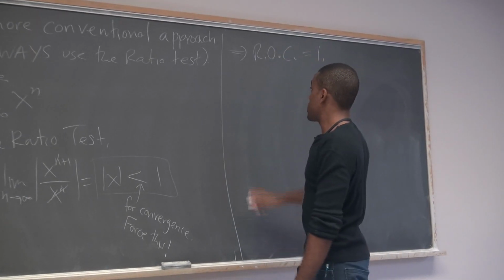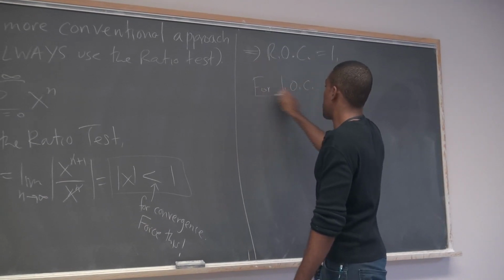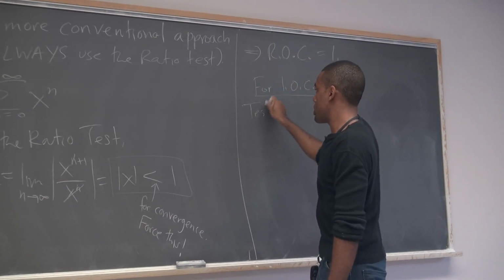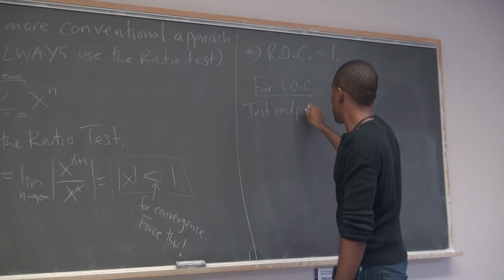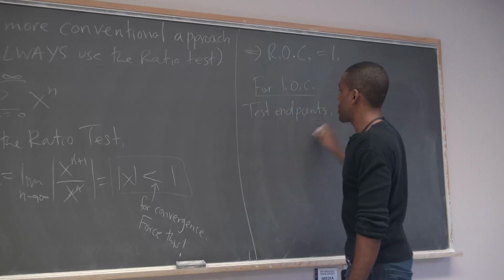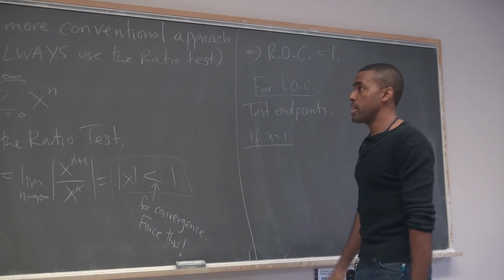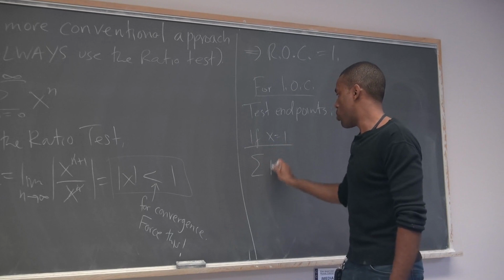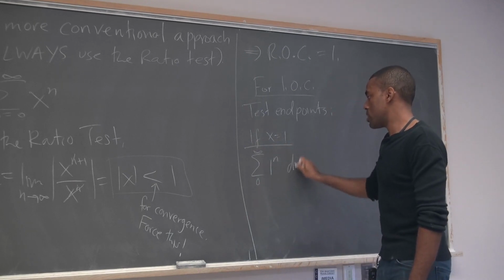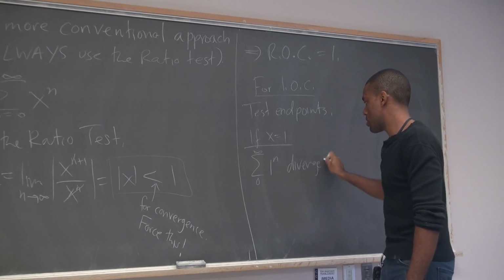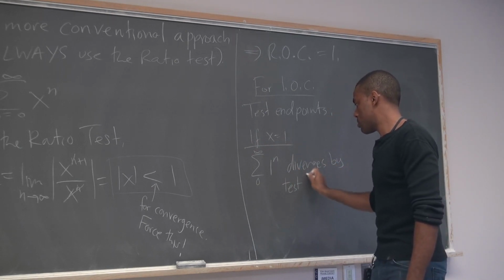Now let's talk about the interval of convergence. For the IOC, I need to test the endpoints. I know it works with the strict inequality, so let's test the endpoints. If x equals 1, what is my series? I have the series of 1 to the n from 0 to infinity. This diverges by the test for divergence.